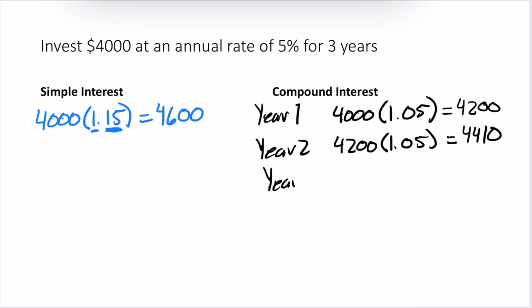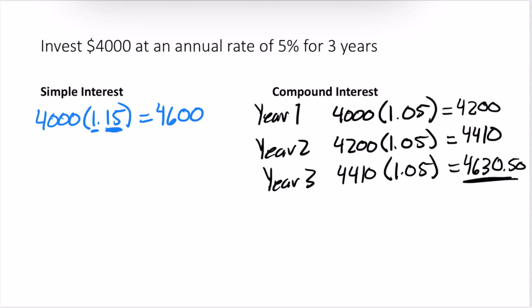And then on year 3, we would have 4,410 multiplied by 1.05, and that would give us a total amount of $4,630.50. And if you look at this, you'll notice that we have more money with compound interest than we do with simple interest. And that's because we're earning interest on the interest each year.